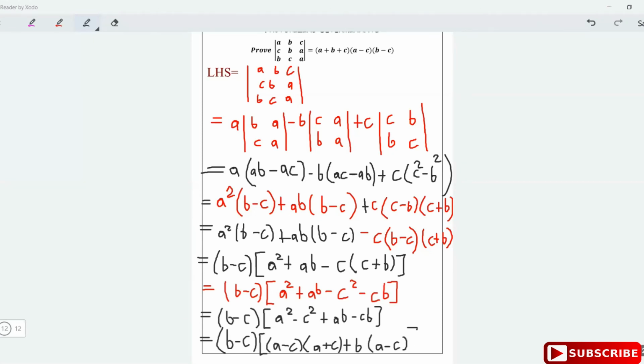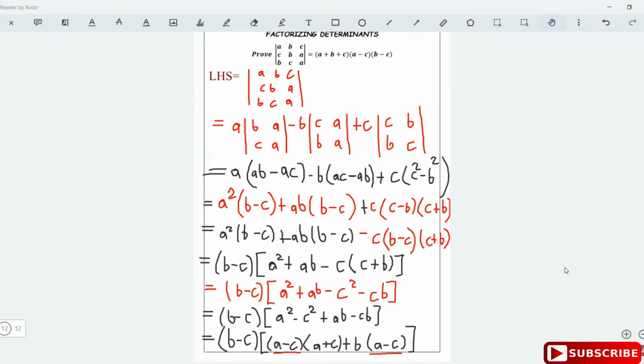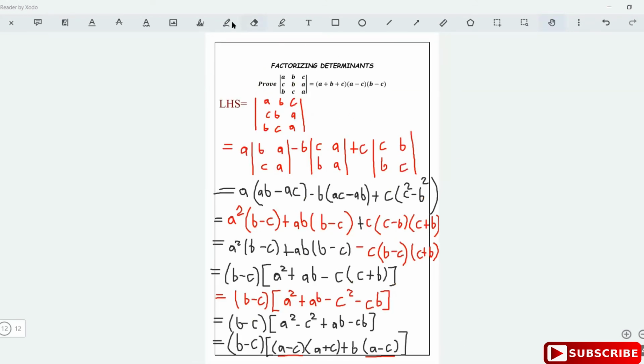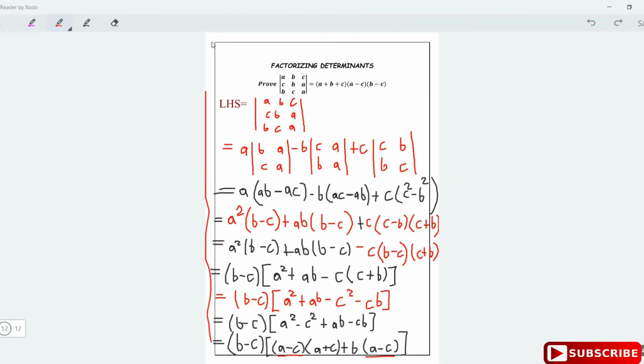But then look at this now. See a minus c here, and see a minus c here. So we can factor out a minus c. All right, not enough space right here. So we'll carry it up to the top. We're gonna carry all of this up to the top. It doesn't look pretty up here.